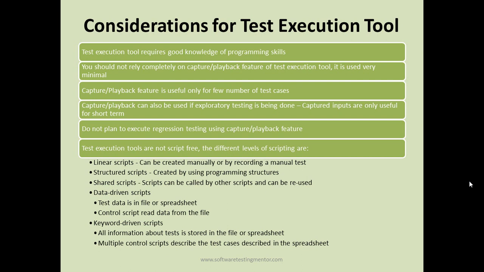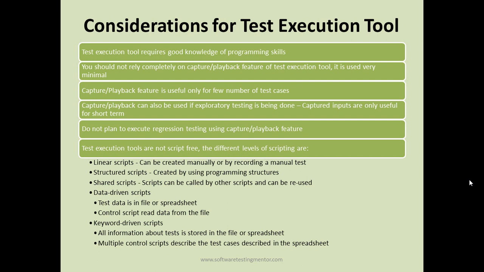And then other frameworks are data-driven scripts and keyword-driven scripts. In a data-driven automation framework, you have test data in another file or spreadsheet, and there is a control script or control code or class which reads data from that spreadsheet. That's the data-driven framework. Data is in a spreadsheet, and control scripts read that data.